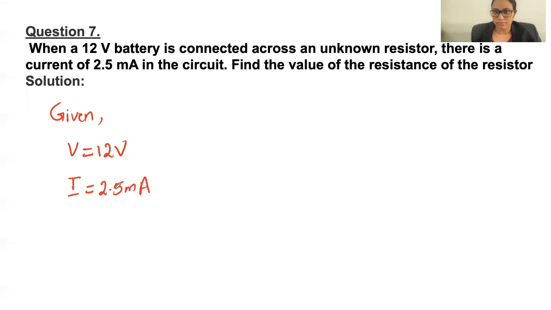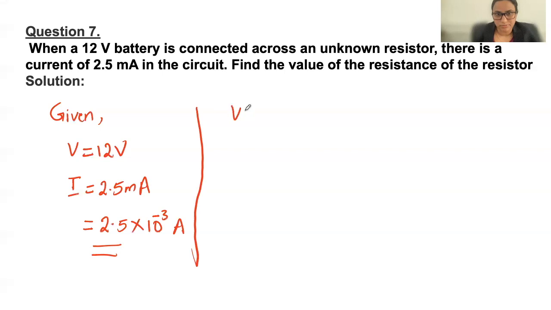Here everyone will make a mistake. So the current is in milliampere. You need to convert that into ampere. So how to convert that? 2.5 into 10 power of minus 3 ampere will be the current value. Now it is easy for us to calculate.